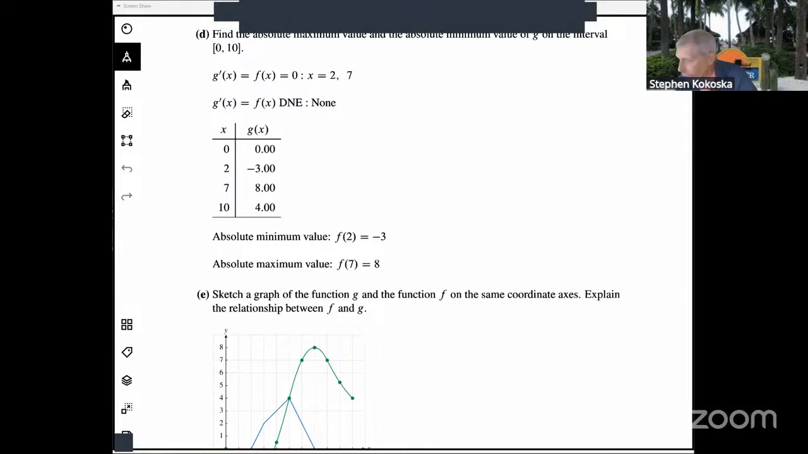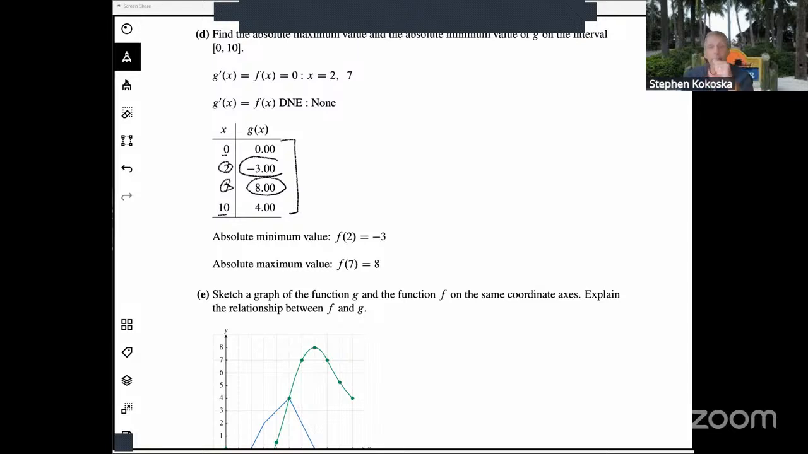So I'm going to evaluate g at the endpoints, which were 0 and 10, and at these critical values 2 and 7. And this is where I'm going to go back to my table that we created back in part A. And if I've drawn those values back in here correctly, I think I can see that the absolute maximum value is 8, and it occurs at x equals 7. And the absolute minimum value is -3, and it occurs at x equals 2. Very good.